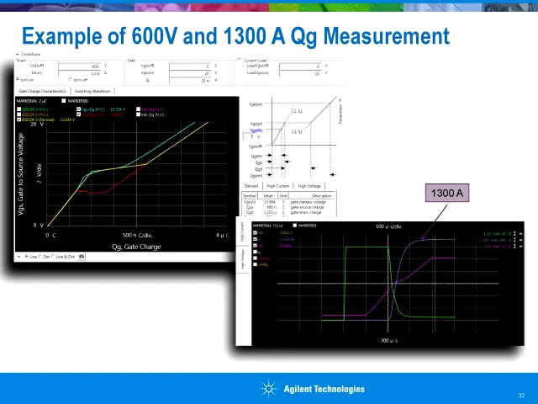Also, in this case, the current is 1,300 amperes, extremely higher than the existing solutions. And the voltage is also 600 volt, and it's quite high. So the B1506A can measure this kind of big IGBT device with this benchtop solution, not a huge rack and stack switching tester.